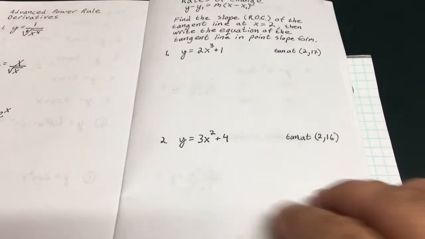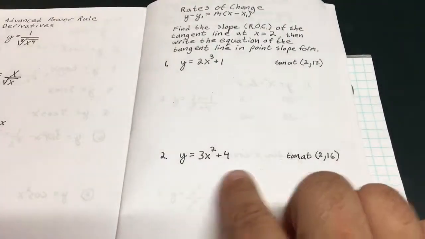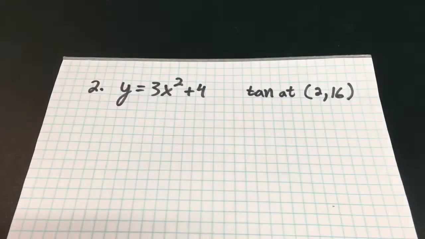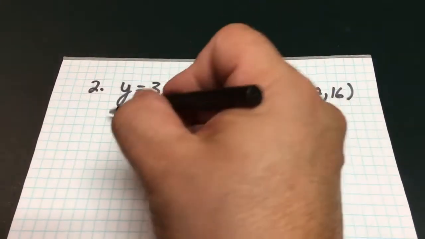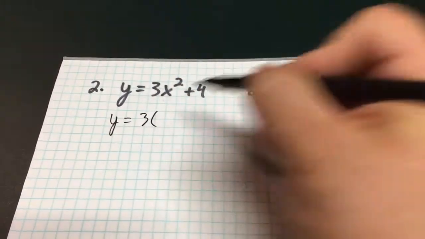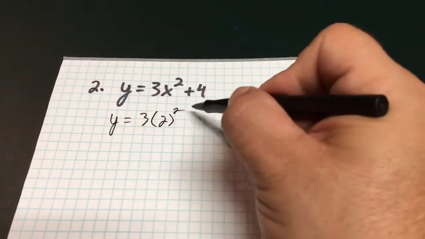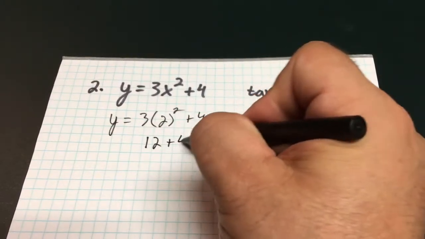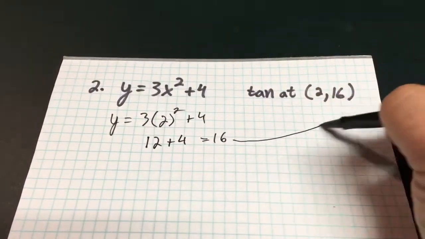Again, we're on page 6. We're going to find the slope of the tangent line, and then we're going to find the equation of the tangent line at (2, 16) of y equals 3x squared plus 4. First thing I always like to do is verify that that is the coordinate that lies on this curve. So y equals 3 times 2 squared. I plug that 2 in, plus 4. That's going to give me 4 times 3 is 12 plus 4, and yes, that equals 16.